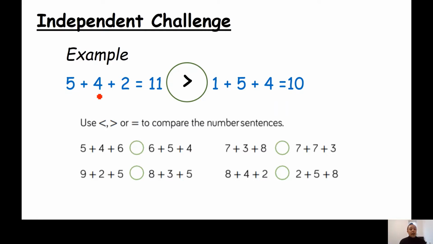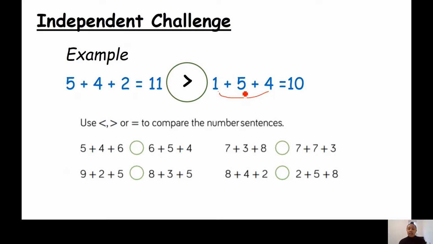I've got 5, add 4, add 2. That equals 11. There's no doubling that I can do here, and I can't see any number bonds, so I might just have to count on in my head for this one. And then I've got 1, add 5, add 4 equals 10. Well, there is a number bond there. That's a number bond to 5. That's way back in year 1. We know that already. 4 add 1 is 5.